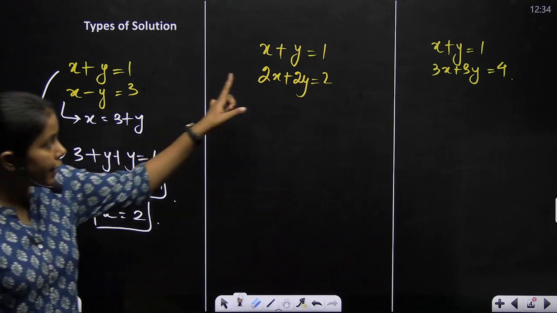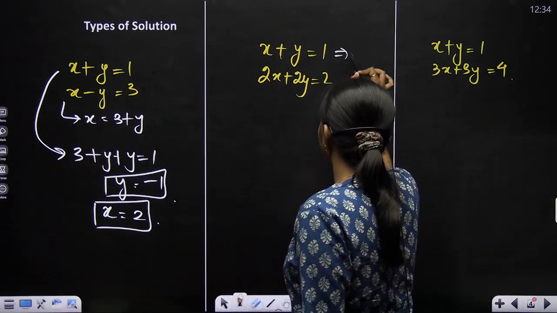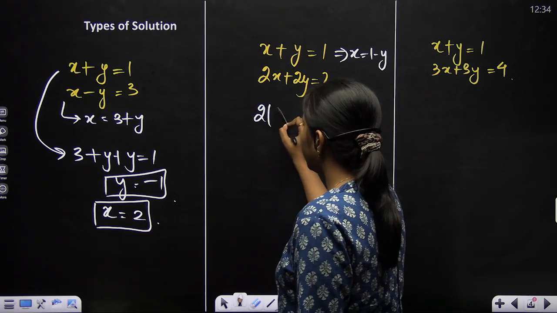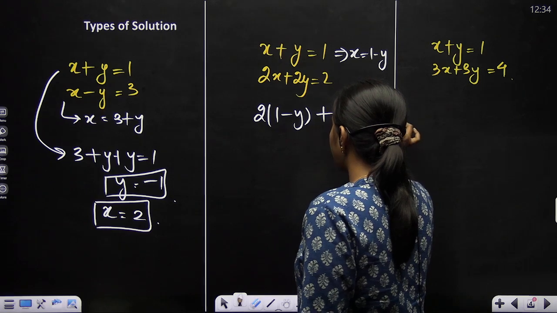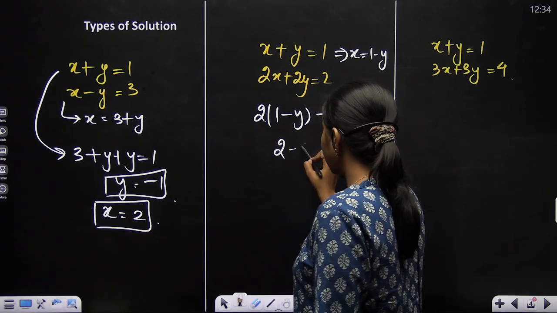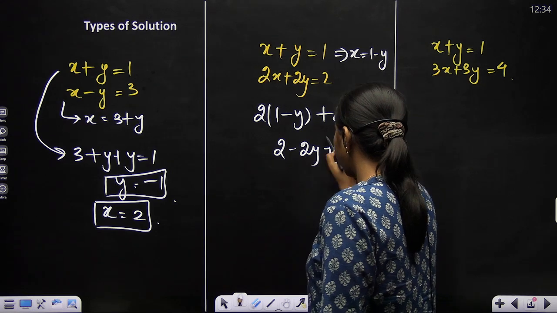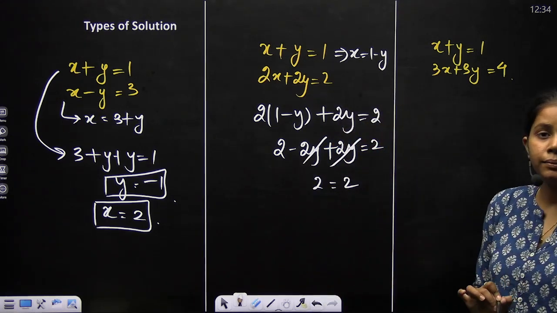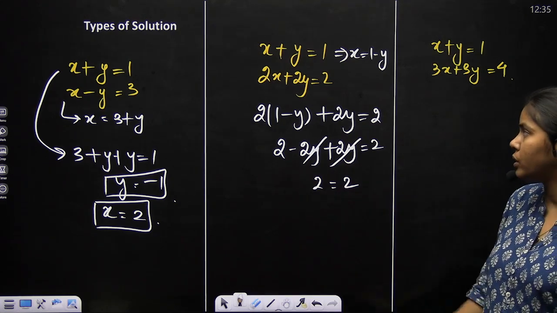When I try to find the solution here, what would happen? I'll find x from here: x equals 1 minus y. I'll substitute here: 2 into 1 minus y plus 2y equals 2. So 2 minus 2y plus 2y equals 2. They get cancelled, 2 equals 2. So that means I am not able to get a single solution here. I get 2 equals 2.